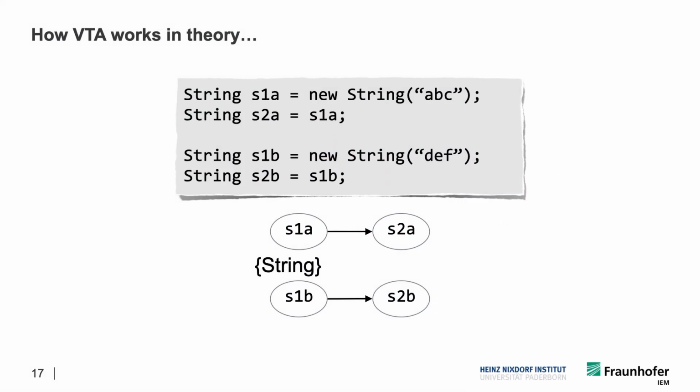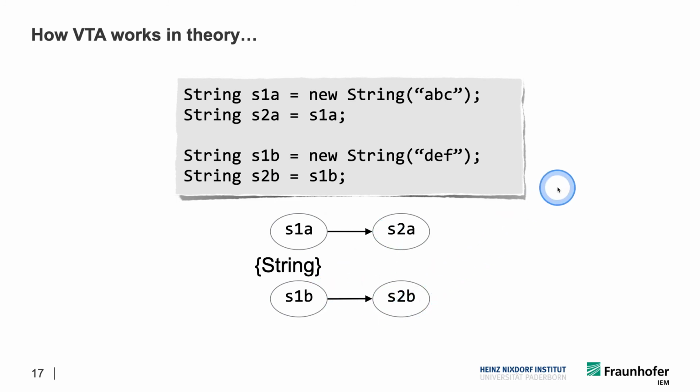For instance, let's say we were to take VTA, okay, and we want to do alias analysis. Then let's take a look at this program, okay? So here we are allocating two distinct strings, two distinct objects, and this variable becomes aliased with this one, and this variable becomes aliased with this one, but there's no aliasing among this block and this block, right? So they are distinct.